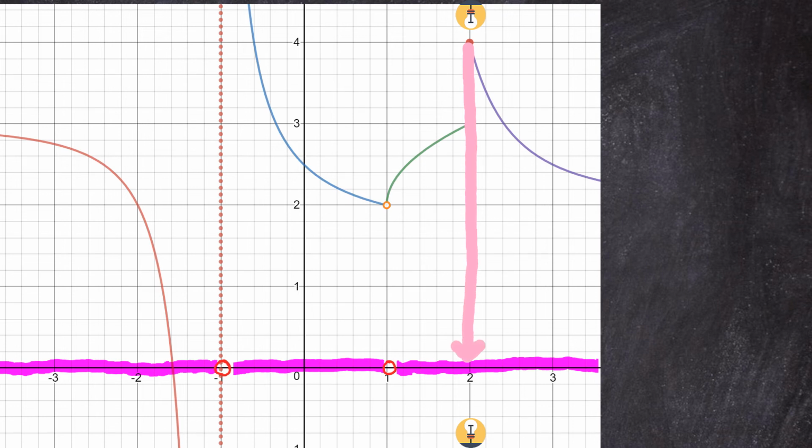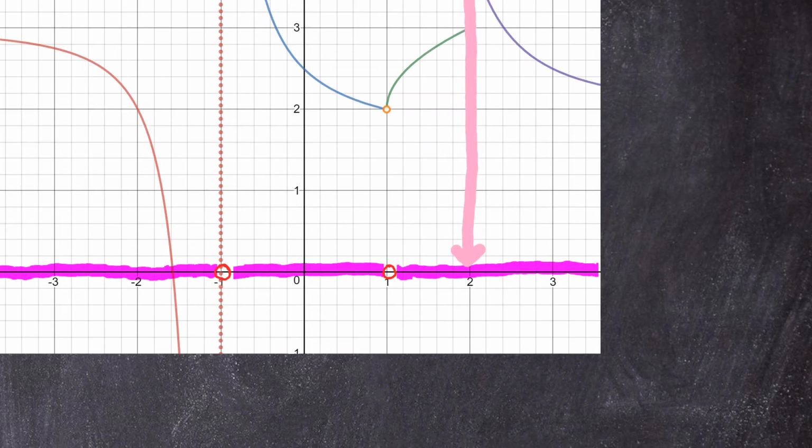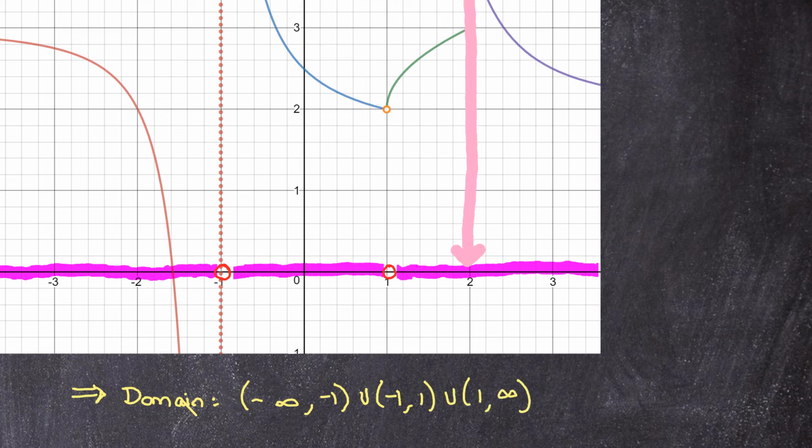So this is the easiest way, in my opinion, to determine the domain of a function given the graph of a function. We can see from this the domain is negative infinity all the way to -1, union -1 to +1, union 1 to infinity, and all of those edges are not included.